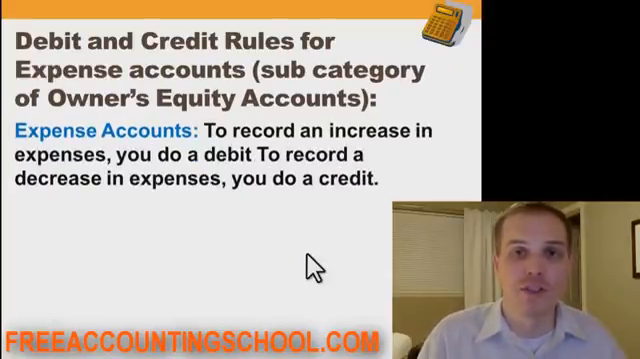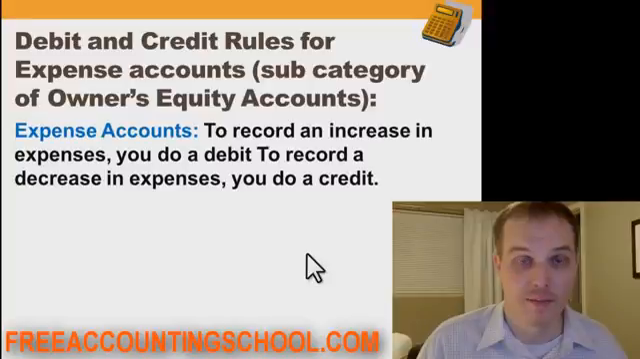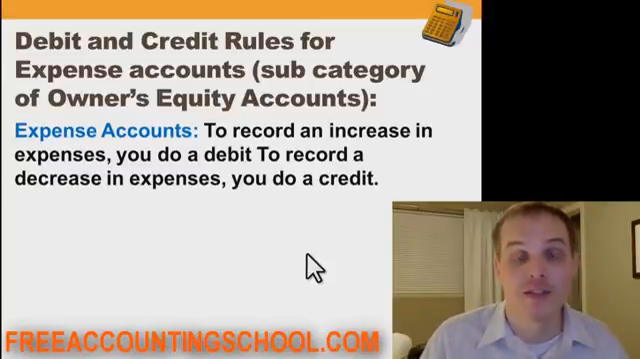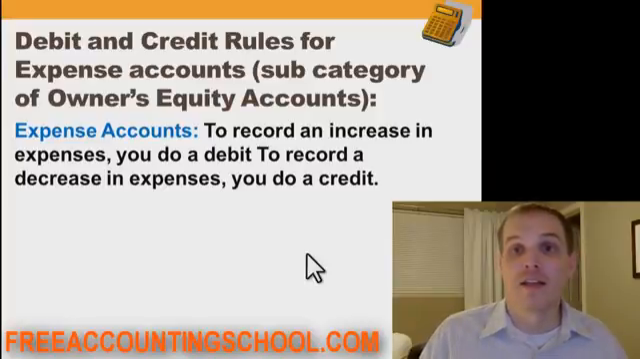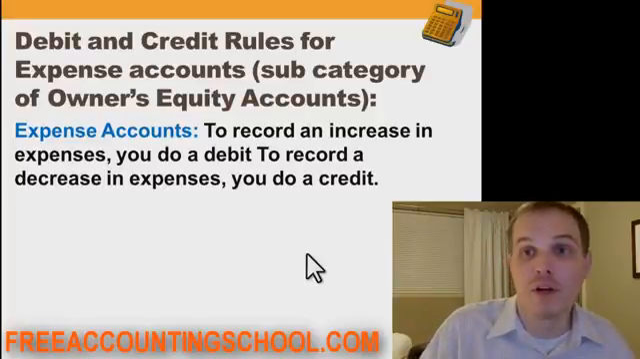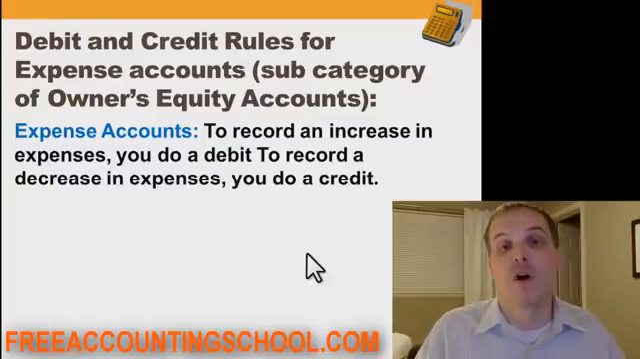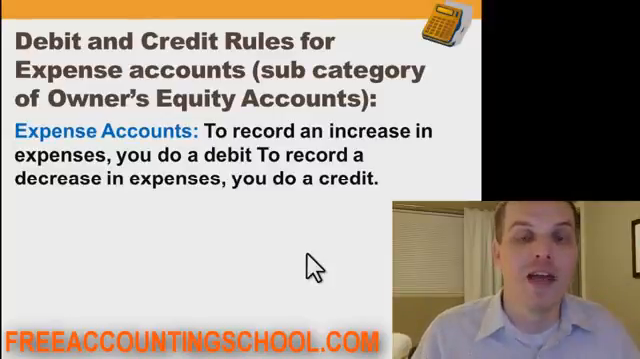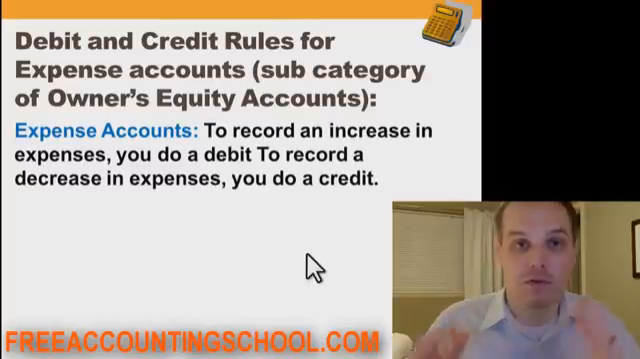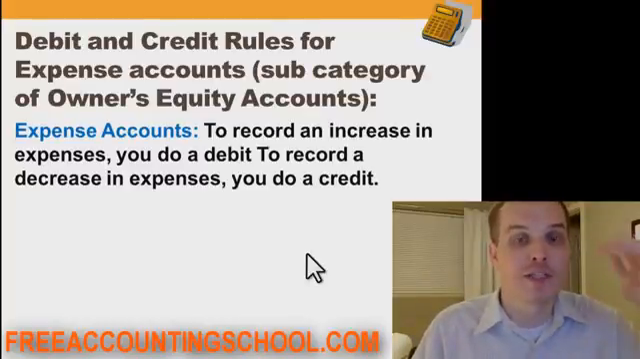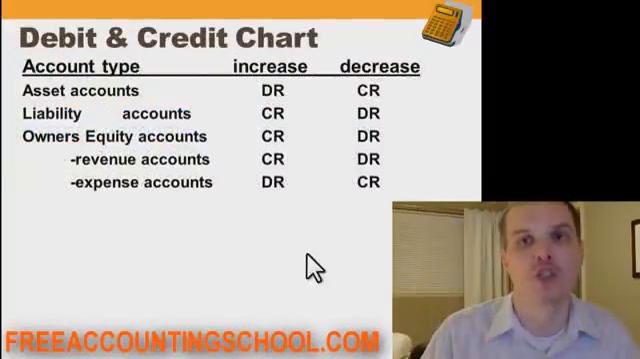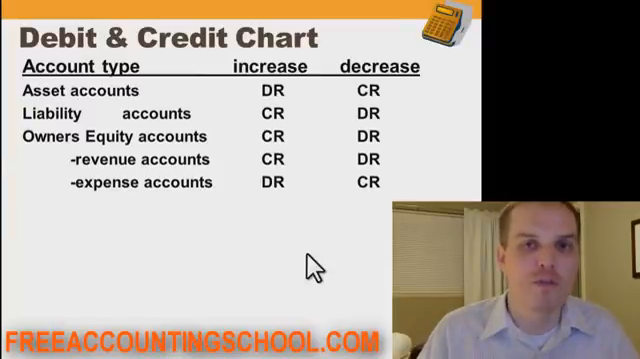Also for expenses, which is also a subcategory of owner's equity, to record an increase in expenses, you do a debit, and to record a decrease in expenses, you do a credit. When expenses are going up, you're doing a debit, and that makes sense because owner's equity is going down as expenses are going up, right? So for expenses, you do a debit to show an increase, and you do a credit to show a decrease. Okay, so here is a chart for those of you who like to look at things more visually.